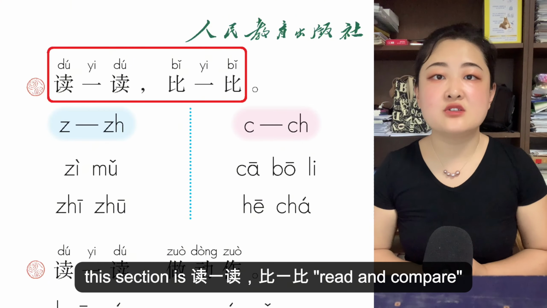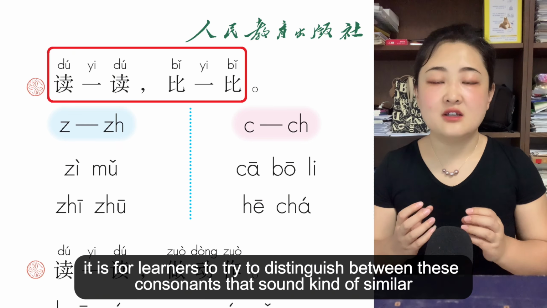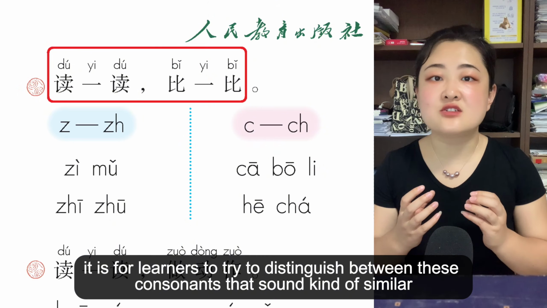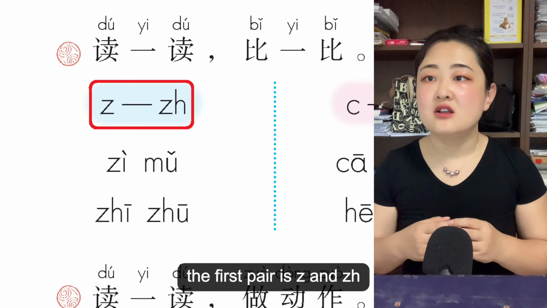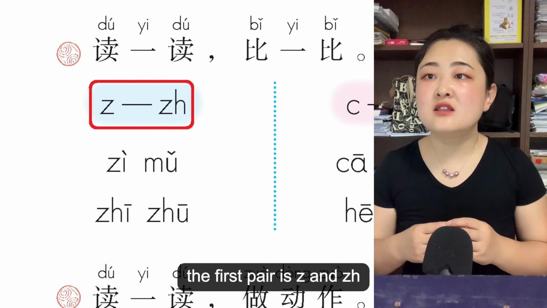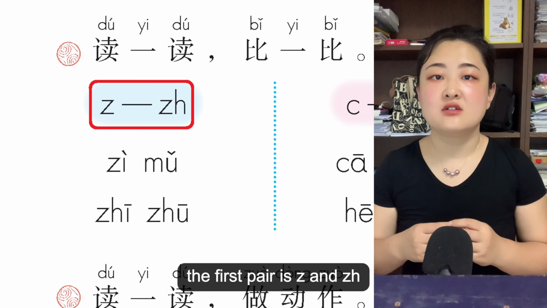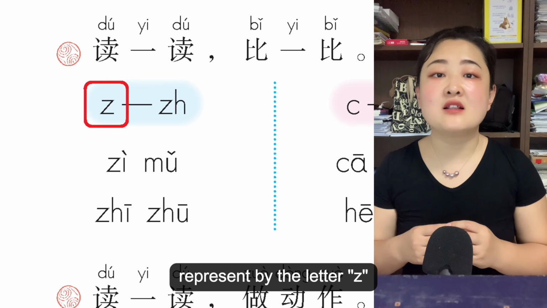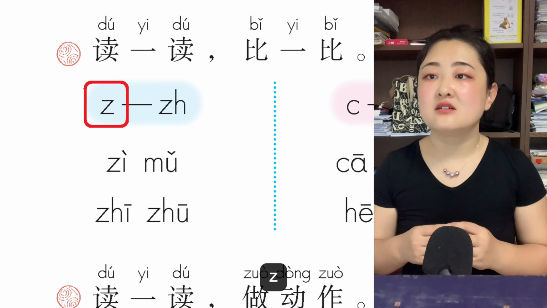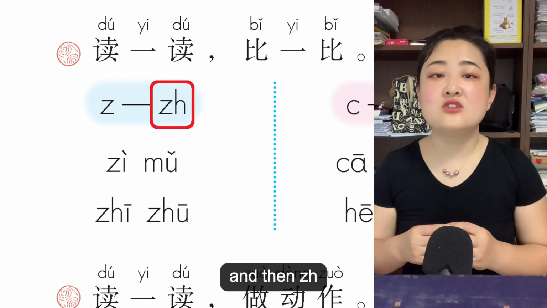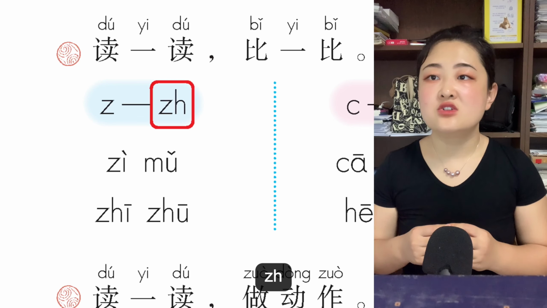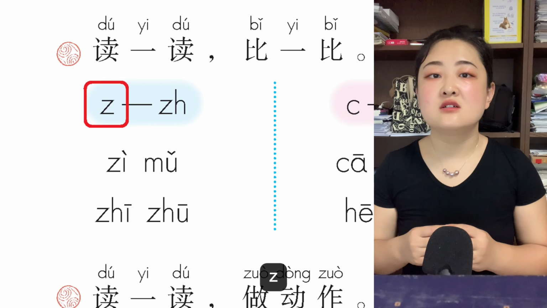This section is 读一读，比一比, read and compare. It is for learners to try to distinguish between these consonants that sound kind of similar. The first pair is the and zh. Repeat after me. The, represented by the letter Z. And then zh, represented by the letters C and H. Zh. The. Zh.